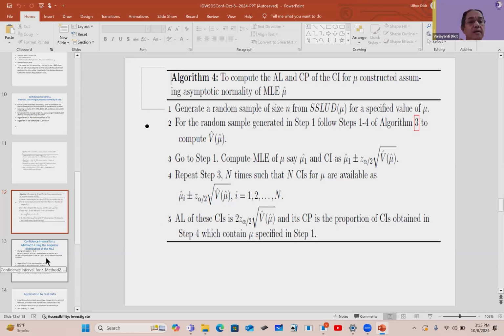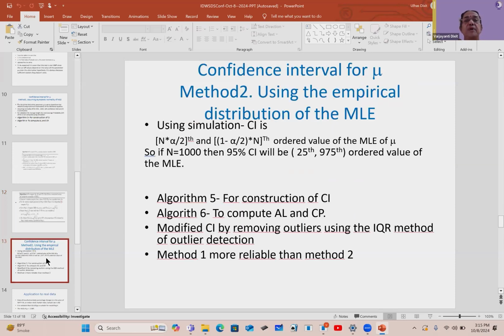Now the next method, method 2, is by using the empirical distribution. Empirical distribution means, for example, if we generate capital N MLEs, then the N times alpha by 2-th and N times (1 minus alpha by 2)-th ordered values of the MLE of mu form the confidence interval for mu. So if N is 1000, the 25th and 975th ordered values of mu hat give our 95% confidence interval. We say that this uses the empirical distribution.